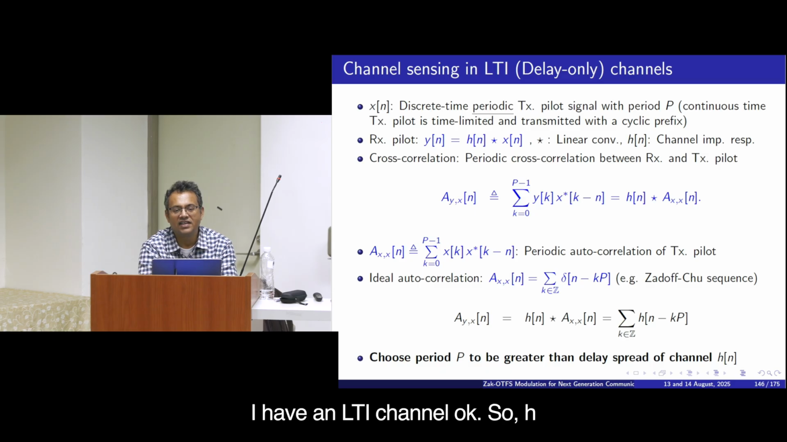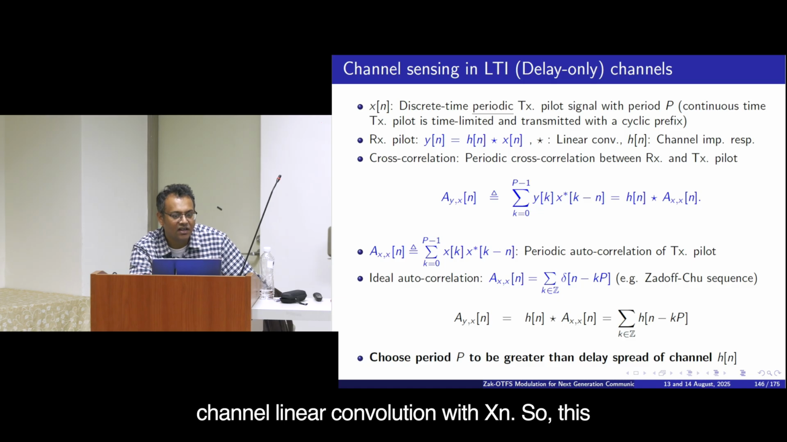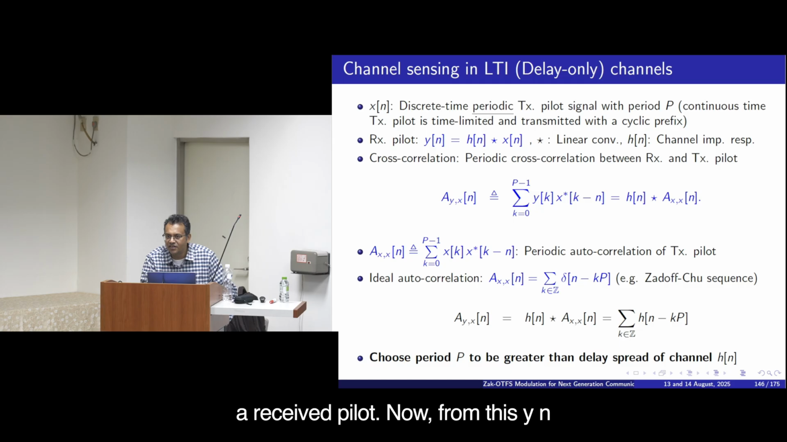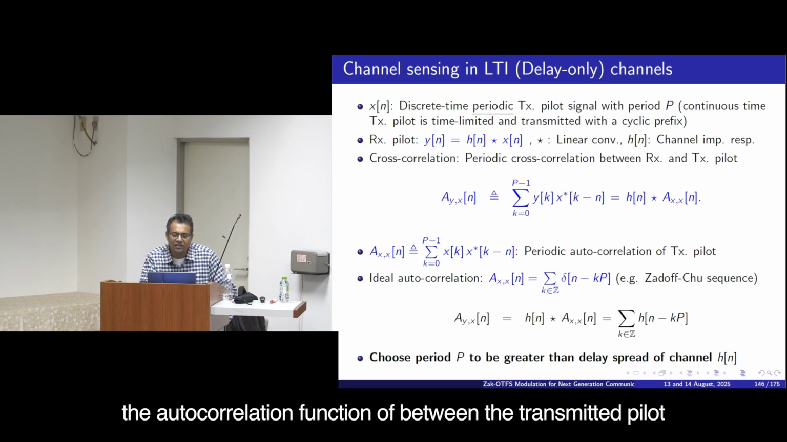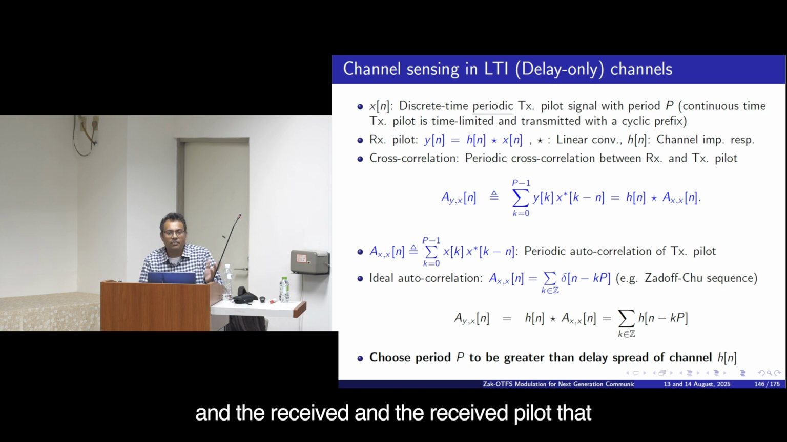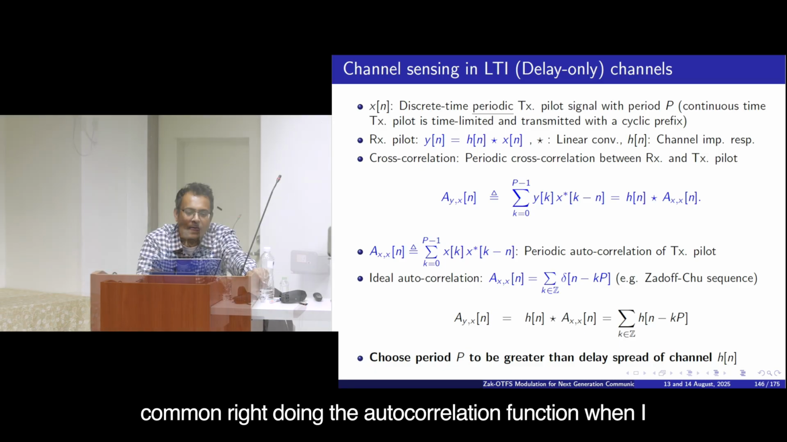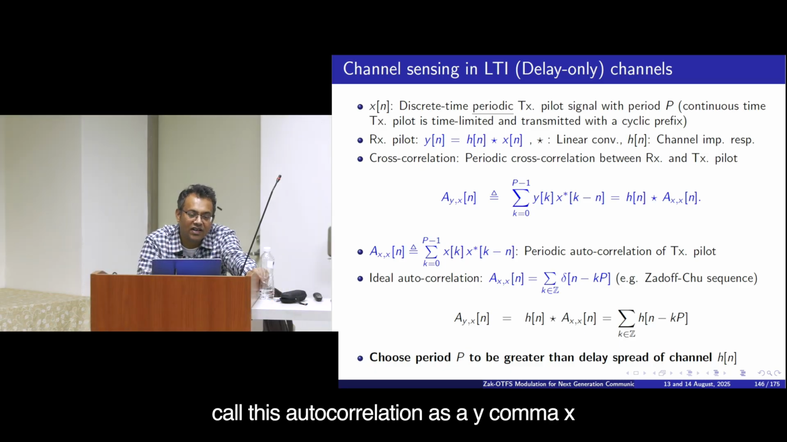I have an LTI channel, okay. So, Hn is the impulse response of the LTI channel, linear convolution with xn. So, this yn is basically your received pilot. Now, from this yn I want to find out what my h of n is, that is the job, right. Okay. So, what I do is I calculate the autocorrelation function between the transmitted pilot and the received pilot. It is very common, right, doing the autocorrelation function, and I call this autocorrelation y comma x.